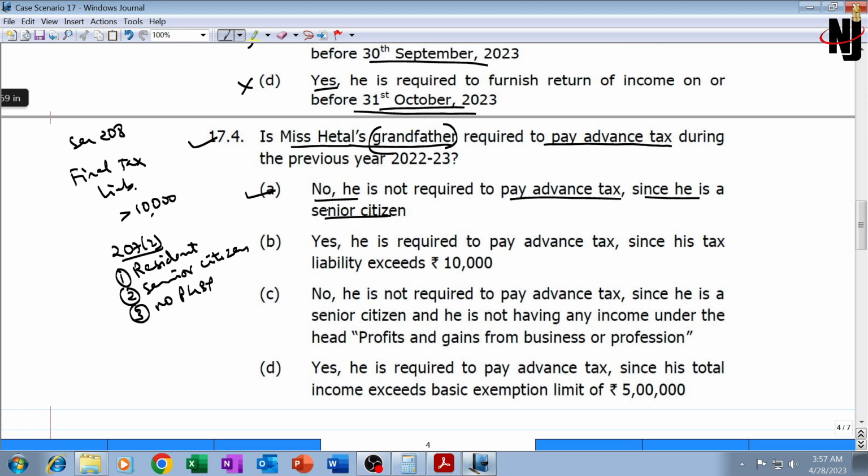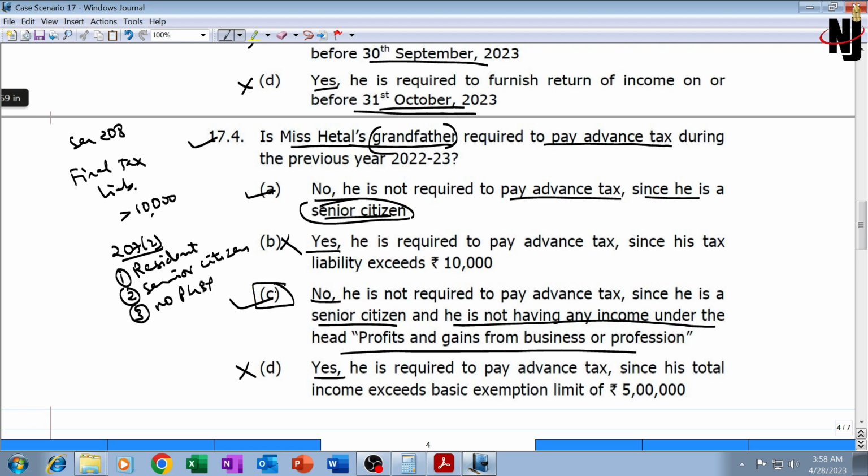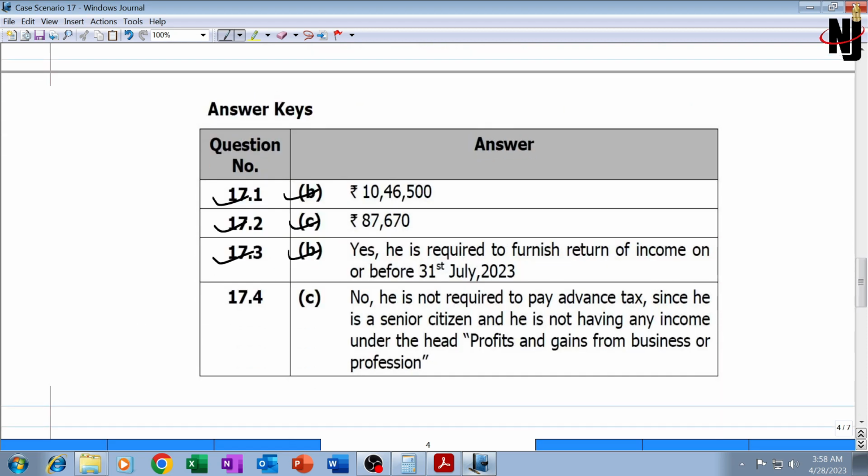This is correct, but that is not enough. For the senior citizen norm, he should be a resident senior citizen not having PGBP income. Yes is a wrong answer. No, he is not required to pay advance tax since he is a senior citizen and he is not having any income under the PGBP. This is the correct answer. And D, yes, he is required to pay advance tax, is a wrong answer. Our answer is C. Let's check the Institute's answer. Institute's answer is also C. With that, our answer is correct.